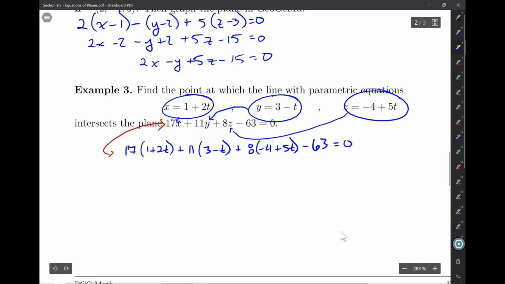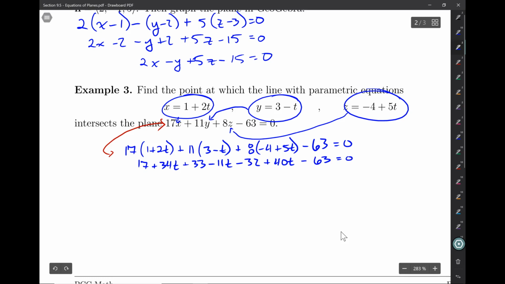17 times 1 plus 2t should turn into 17 plus 34t. 11 times 3 minus t is 33 minus 11t. 8 times negative 4 plus 5t should give us negative 32 plus 40t. And we're subtracting 63.